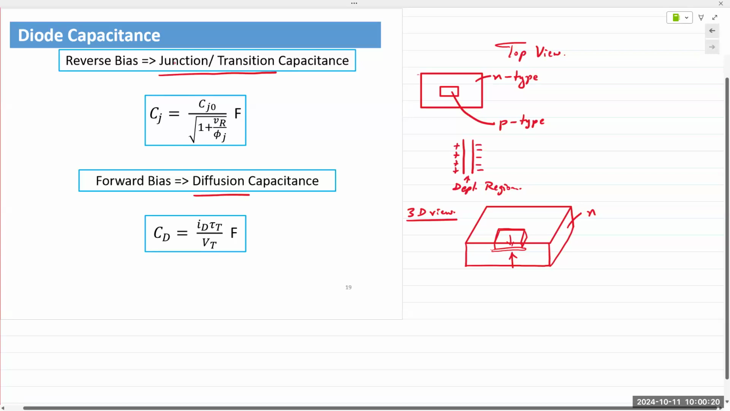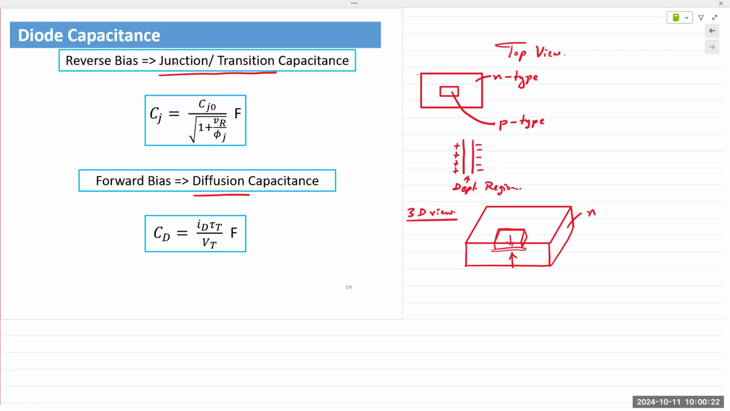Now, both kinds of capacitances are present in both forward bias and reverse bias. It is just that the effect of one is magnitudes higher than the effect of the other. And so we simply refer to reverse bias as having junction capacitance and forward bias as having diffusion capacitance. The effect is basically the same.